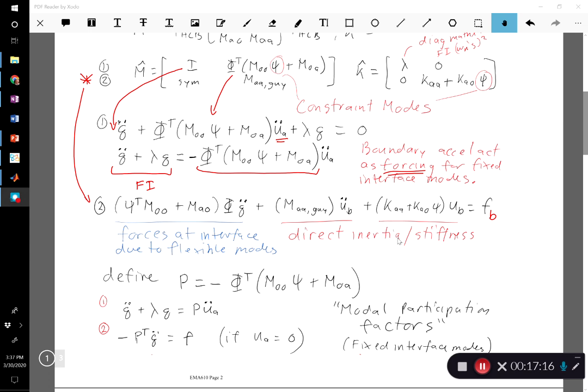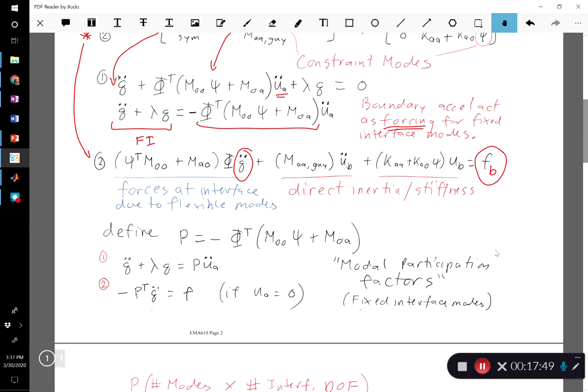So what this shows us then is that this term, this off-diagonal mass matrix term, is the connection between the acceleration of the fixed interface modes and the forces that that produces on the boundary. So it relates those accelerations, or the modal or the dynamic motion, to the forces at the boundary. So this is an important term. It's sometimes called the modal participation factor, but I've seen that name used for other things. I don't know that that's universal. But anyway, we'll call that matrix P, and it's given by this product between, again, remember these are the fixed interface modes, and these are the constraint modes of the system.